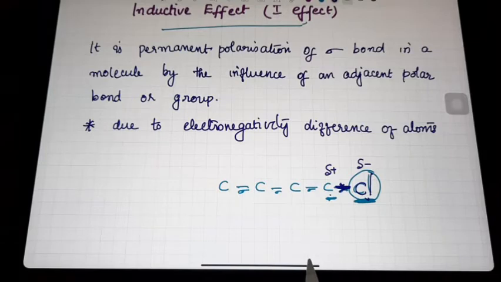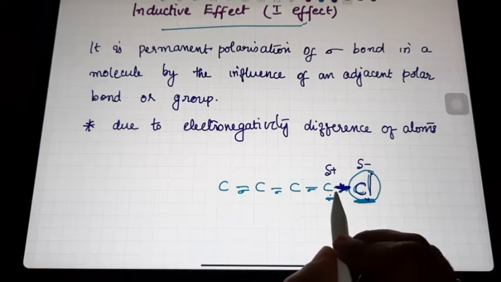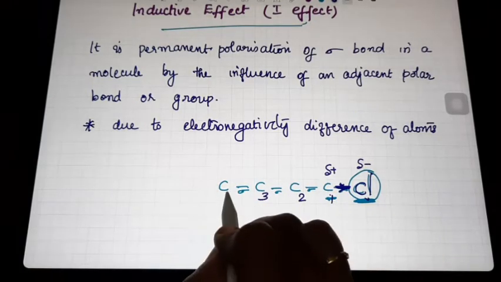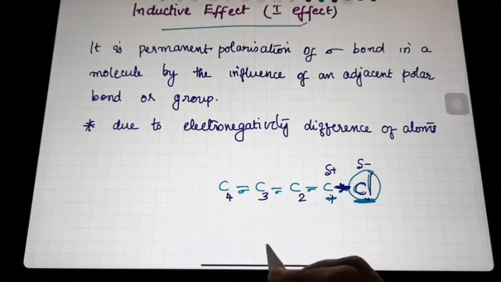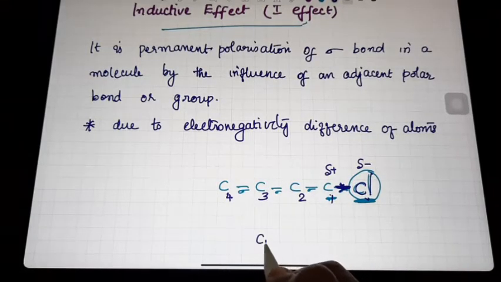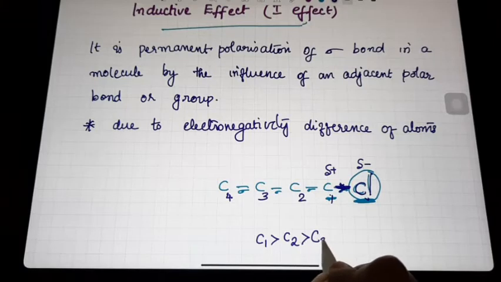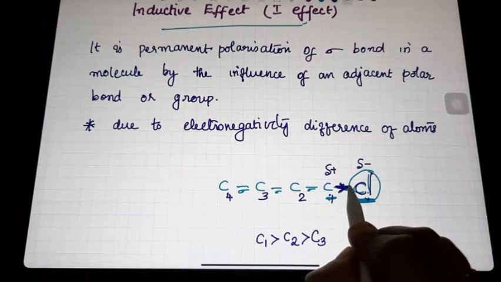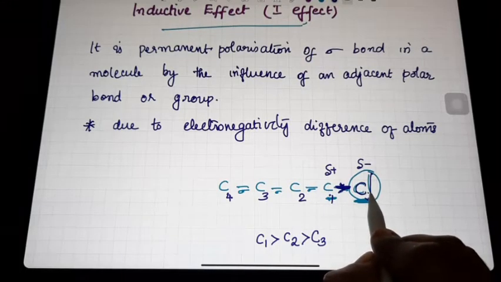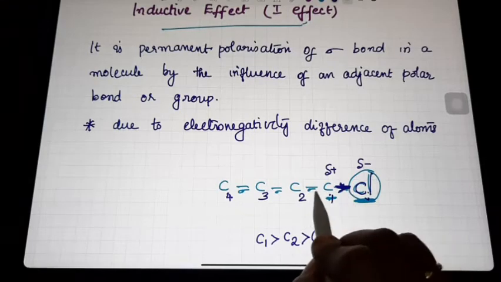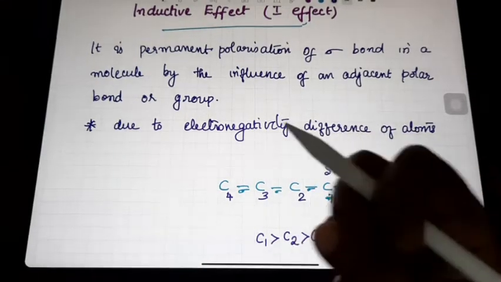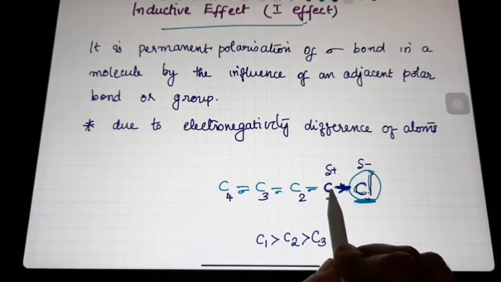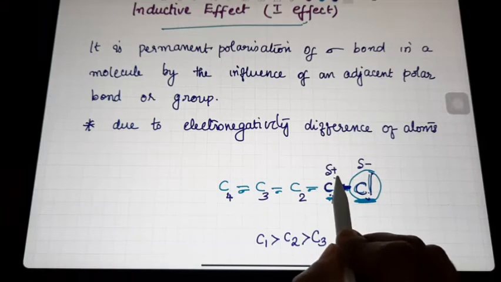Let us label the carbons C1, C2, C3, C4. The magnitude of the positive charge is written like this: C1 is greater than C2, which is greater than C3, because the chlorine is attached to this carbon. The sigma electrons from the C-Cl bond shift towards chlorine mainly. Not only from here, but from all the bonds, because of Cl's electronegative nature, it is attracting, but the attraction is more from this carbon. That's why the positive charge is more on this carbon.